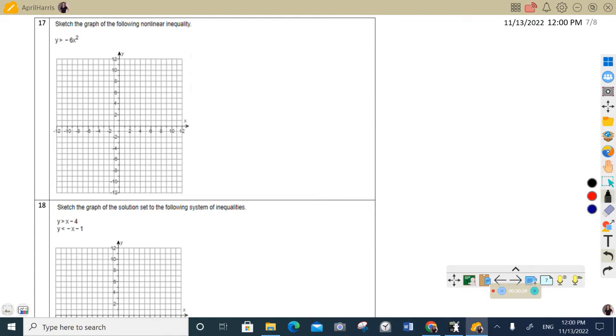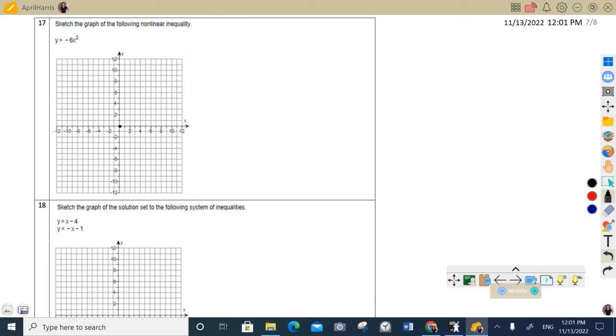Okay, question 17 wants you to sketch the graph of the following nonlinear inequality. So I notice that it's an x squared, so that's a parabola, a quadratic equation. Y equals negative 6x squared. So it's going to be set at the origin. So you click on your graphing utility. You want to click the parabola, and it's going to be set at the origin.